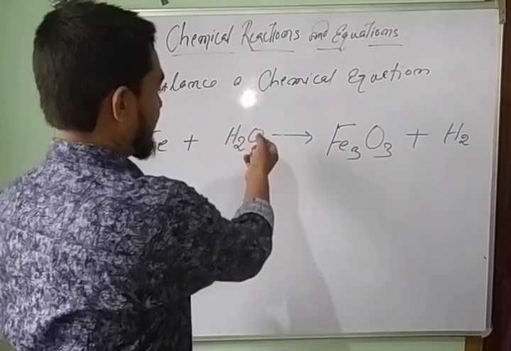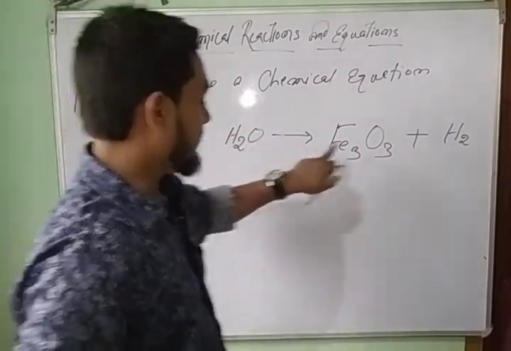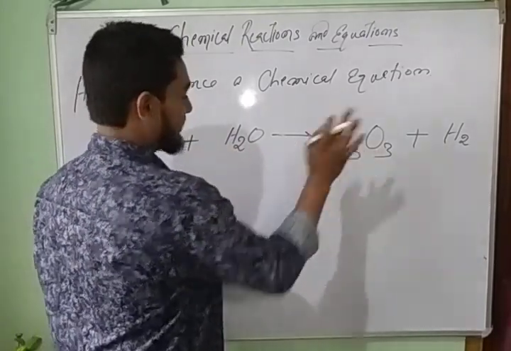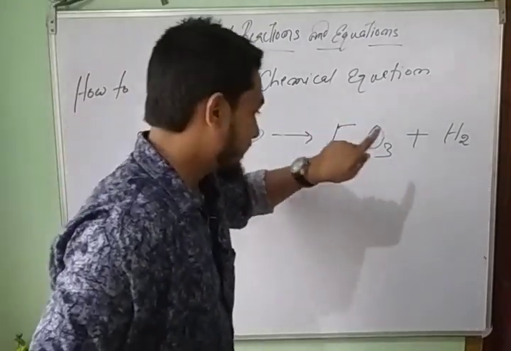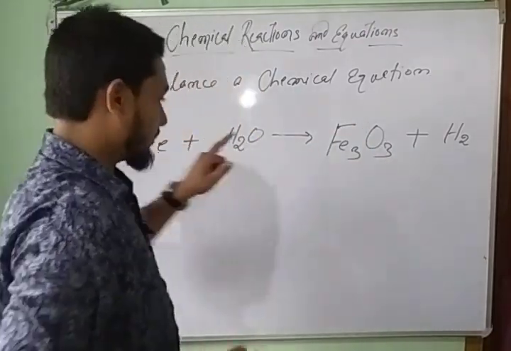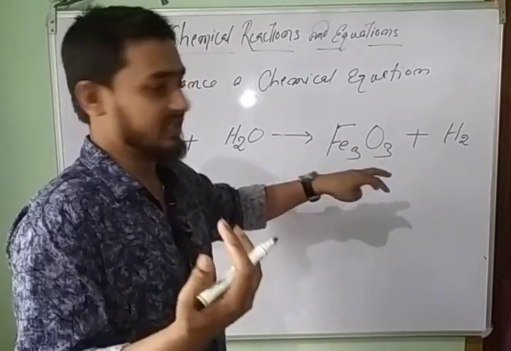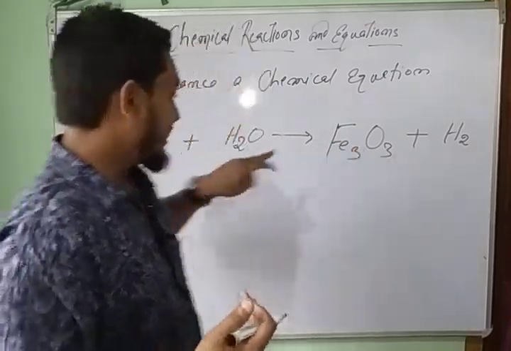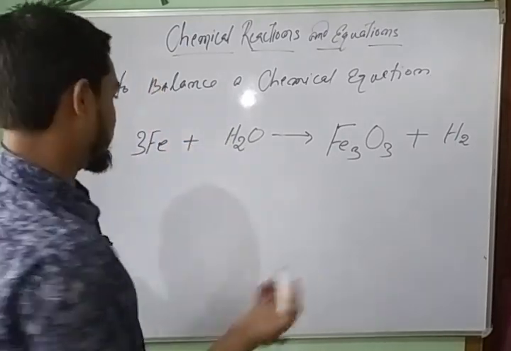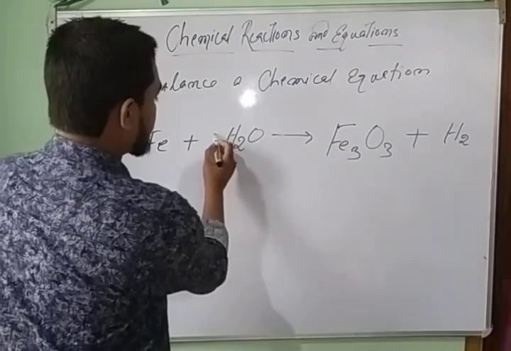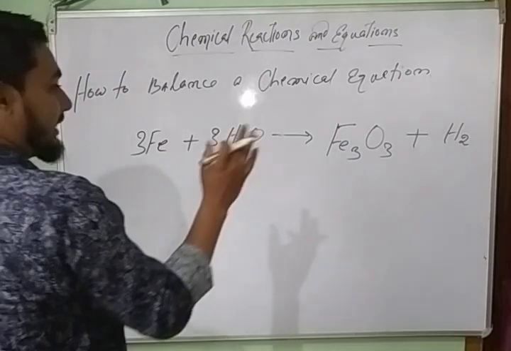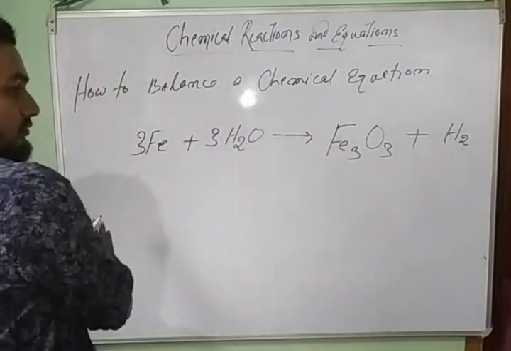Now coming to the next one, that is oxygen. The number of oxygen is 1 here, but the number of oxygen is 3. 1 into 1, 1. 1 into 3, 3. So I use the suffix of 3 as the coefficient of the reactant atom. If I put 3, the number will be equal.